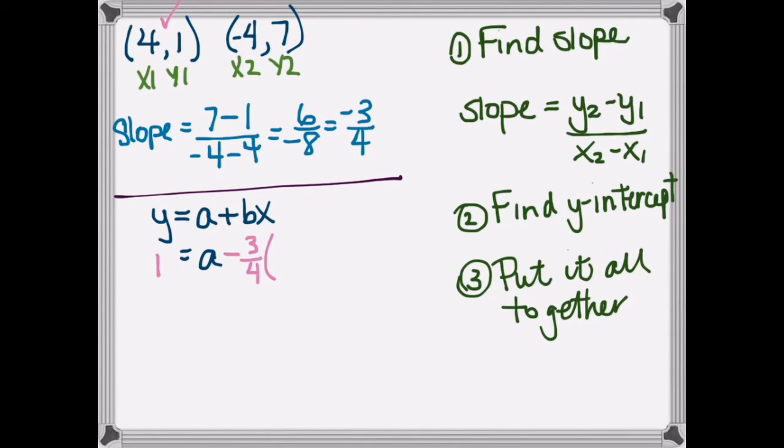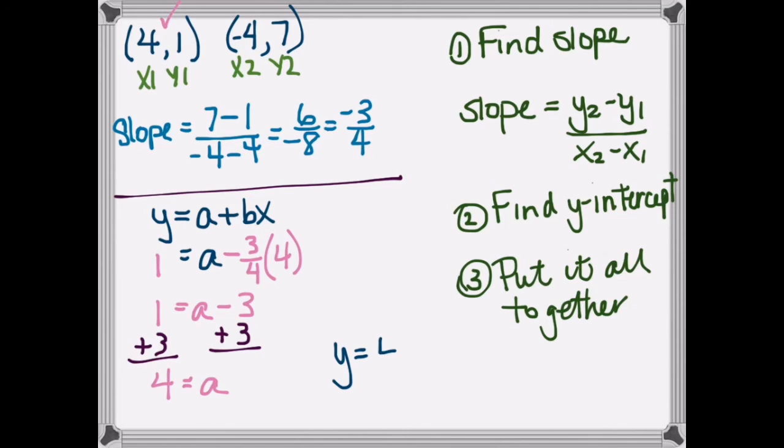I then have to substitute my x value, which is 4. So we're going to simplify again. Bring down my 1 equals a. -3 over 4 times 4 is really -3. So now I'm going to have to solve for a. I'll add 3, and then I'll add 3 on the other side because it's always got to be balanced, which will give me 4 equals a. So when we put it all together, y equals my y-intercept of 4. My slope is a -3/4, so I do -3/4 x.